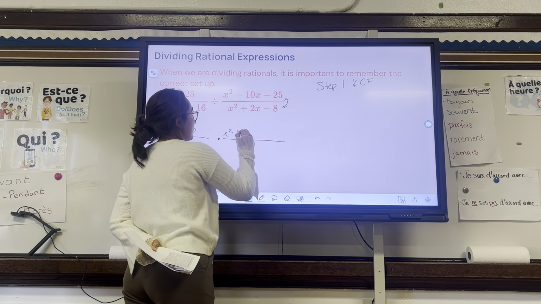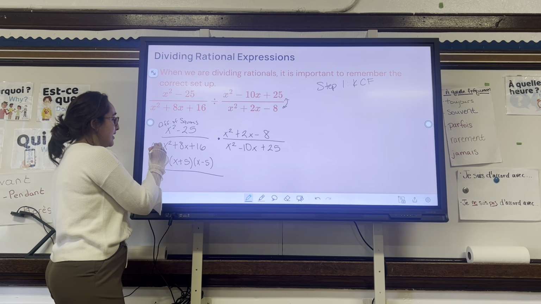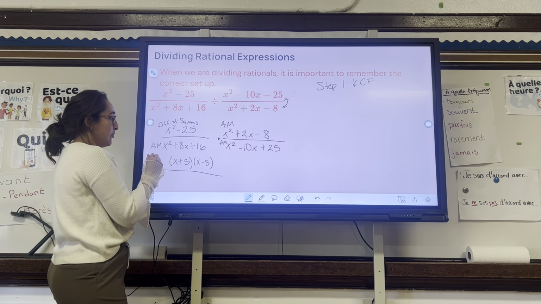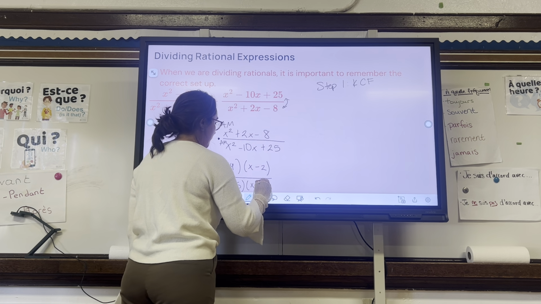So, this is the difference of squares, which is x plus 5, x minus 5. This is AM, AM, and AM, which are pretty simple. Right? 16, 4 and 4. You can extend the line because we're multiplying. -8 will be 2 and 4, but the 4 is positive. And 10 and 25 will be -5 for both.